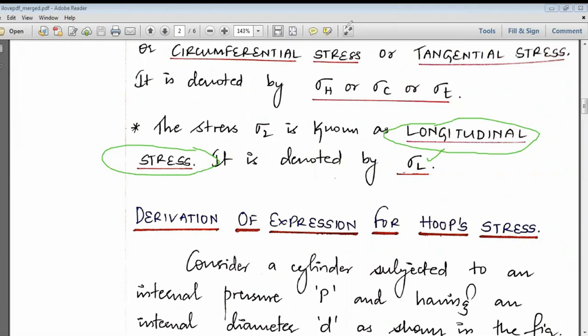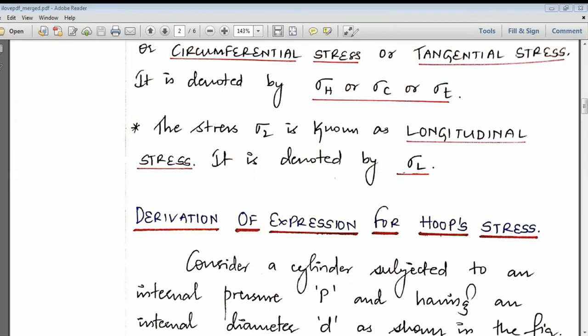So we got to know that for a thin cylinder, there are two types of stresses coming on an element considered on its body. If it is along the x-axis, that is, along the centroidal axis of the cylinder, then we call it the longitudinal stress. And if it is along the circumference, we call it hoop stress.